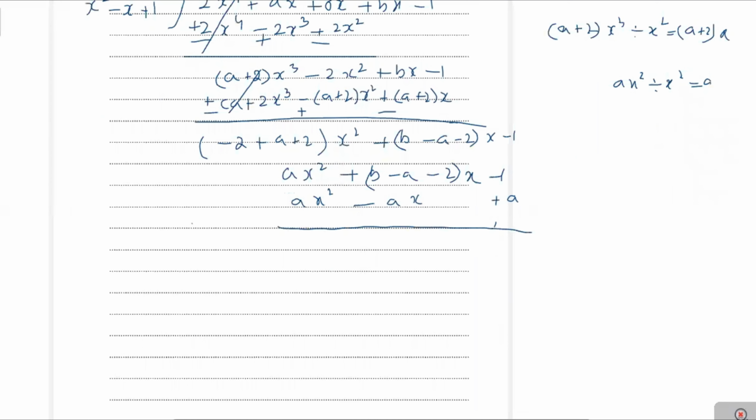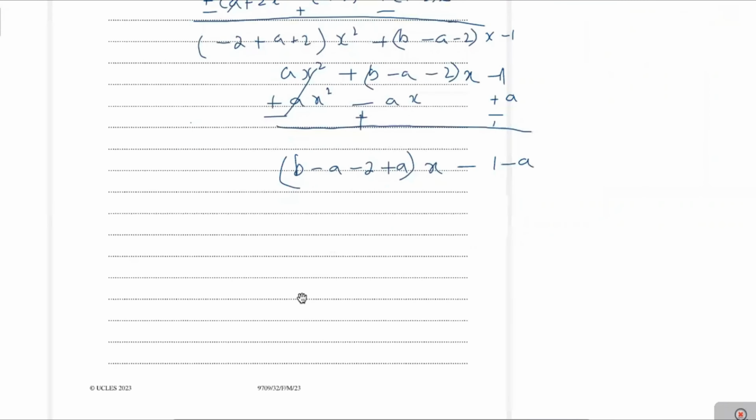Now we subtract these values. The sign of the below expression will be changed by plus and minus. That will be cancelled. And you see here, we can write it b minus a minus 2 plus a into x. And we write this minus 1 minus a. Now we can write it as, here, that is b, a will be cancelled. Now b minus 2ax plus minus 1 minus a. This is the remainder by long division.